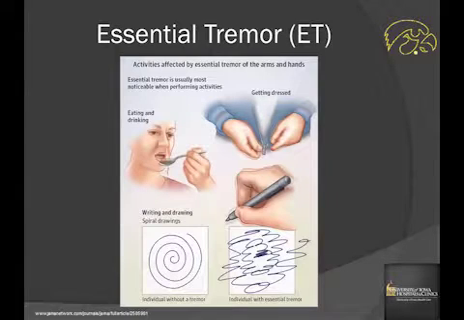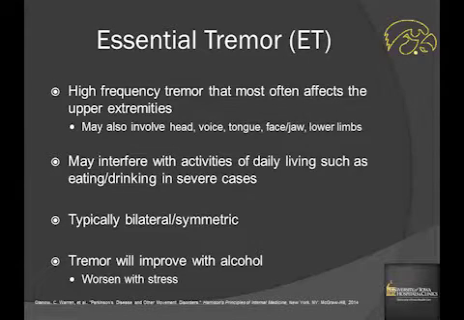Moving on to our second movement disorder, we'll be focusing on essential tremor. Now, essential tremor is characterized by a high-frequency tremor that most often affects the upper extremities. However, it can also involve things like the head, the voice, the tongue, and even the lower extremities. And while oftentimes not severe, essential tremors can certainly interfere with activities of daily living, such as eating, drinking, and even getting dressed. Now, the essential tremor is very different from a Parkinson's tremor.